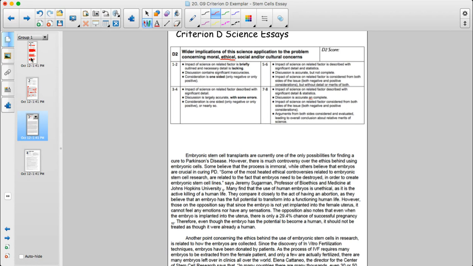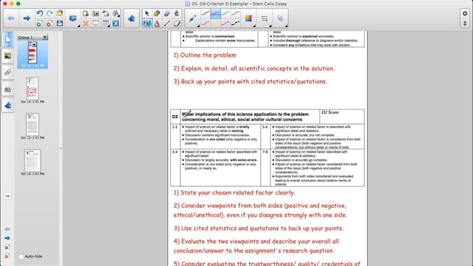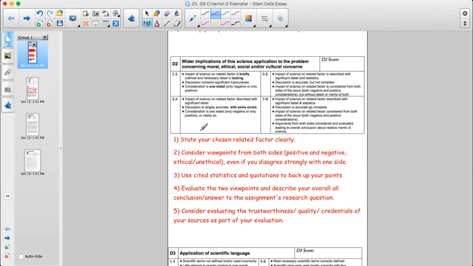I think I maybe skipped over Strand 2. So Strand 2, wider implications, make sure that you state your chosen related factor clearly. Sometimes it gets assigned to you, like in the stem cell essay, it was assigned that you should consider the ethical implications of using embryonic stem cells. But if you get to choose one, like social or cultural or environmental, make sure it's clear which related factor you're talking about. Make sure you consider viewpoints from both sides.